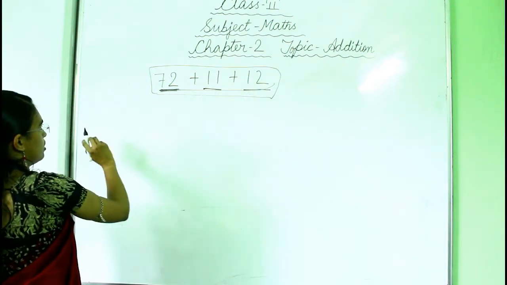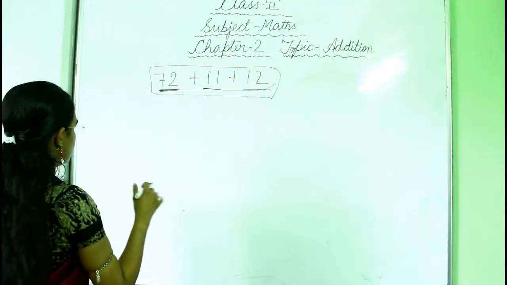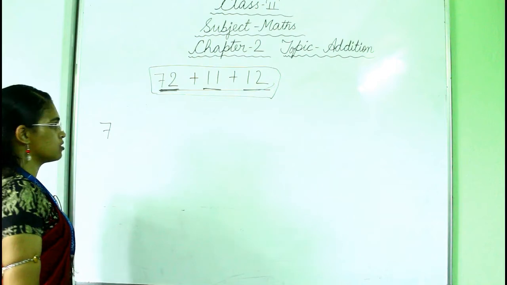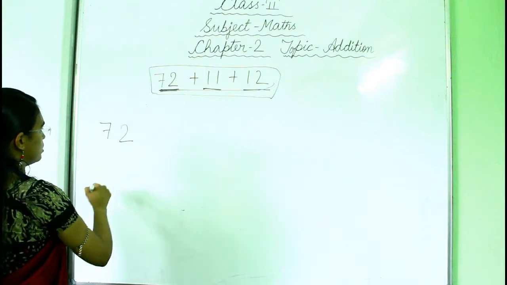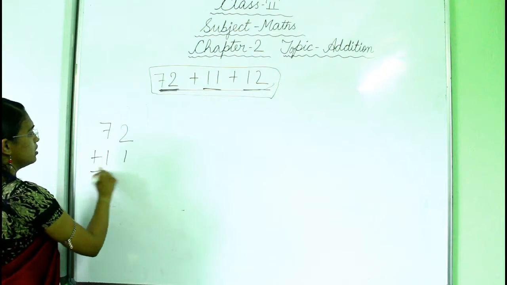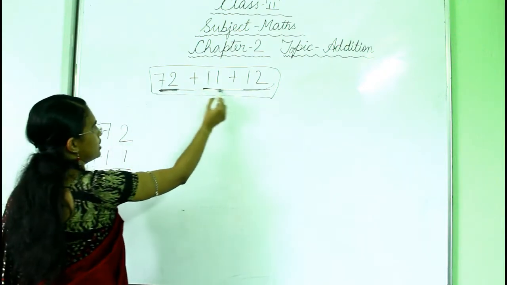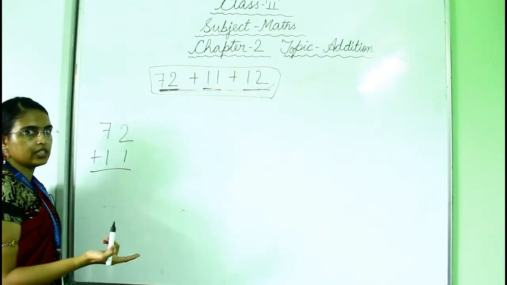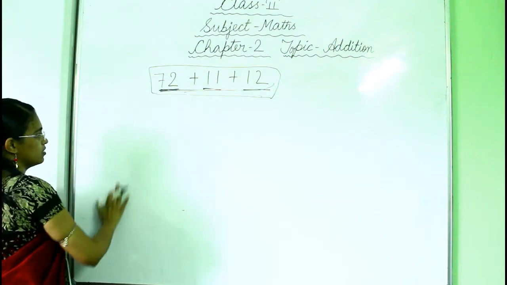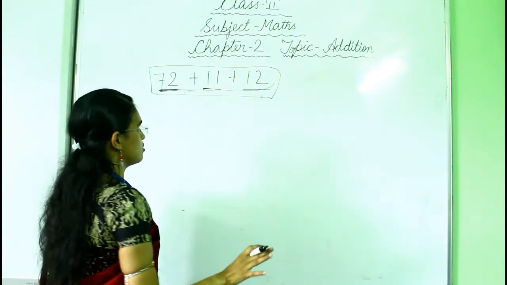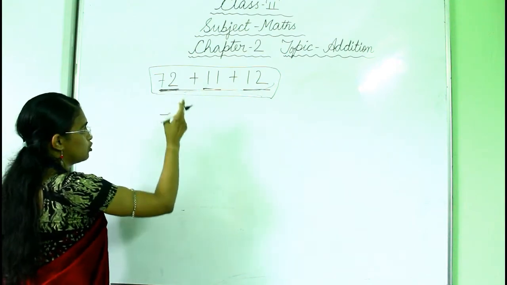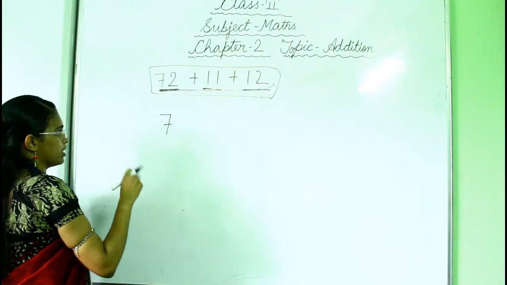Previously we were doing sums with 2 numbers, just like 72 plus 11, but now here it is 3 numbers. So how can we add? It's very simple. We use the previous process only. Here it is 72 plus 11. We can do this type of sums in 2 ways.